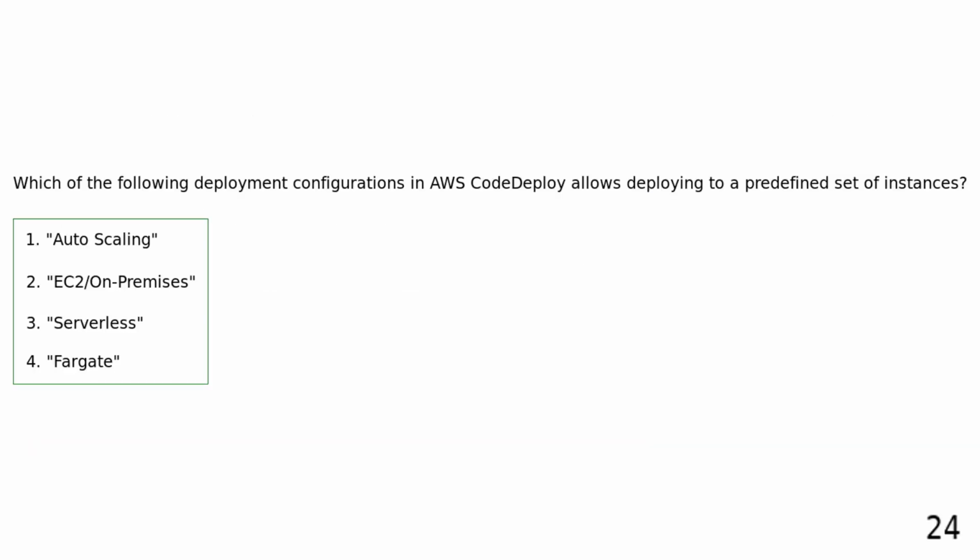Which of the following deployment configurations in AWS CodeDeploy allows deploying to a predefined set of instances? Auto-scaling. EC2/on-premises. Serverless. Fargate. The EC2/on-premises deployment configuration in AWS CodeDeploy allows targeting a specific set of EC2 instances or on-premises servers.